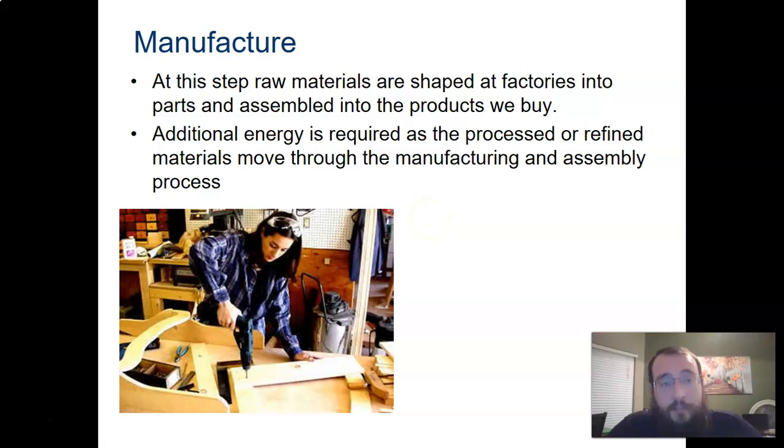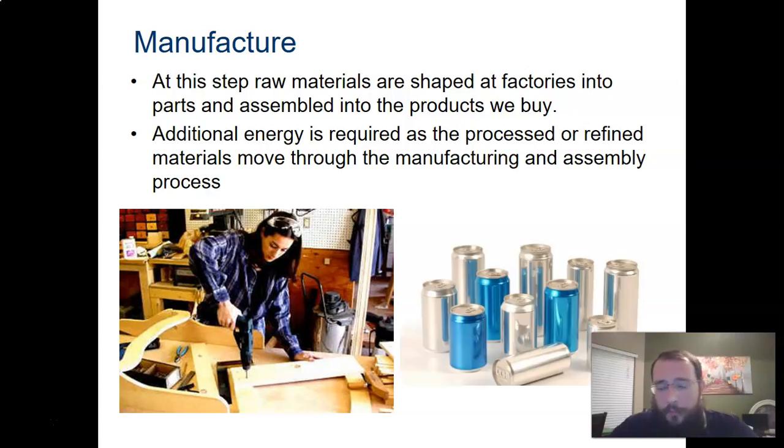Third step is manufacture. At this step, raw materials are shaped at factories into parts and assembled into products that we buy. So the manufacturing step, if 2x4s or all types of wood were sold to, let's say, furniture stores, then they would have been cut and shaped into the furniture skeleton and then kind of wrapped with all the foaming and padding and stuff like that.